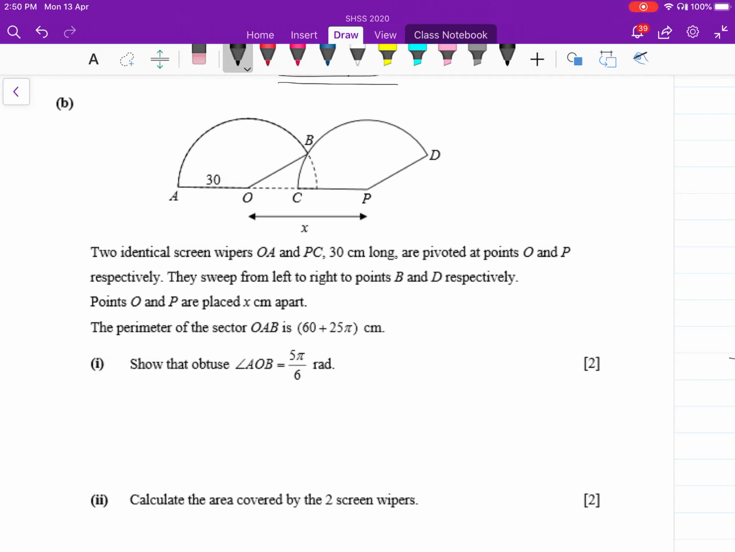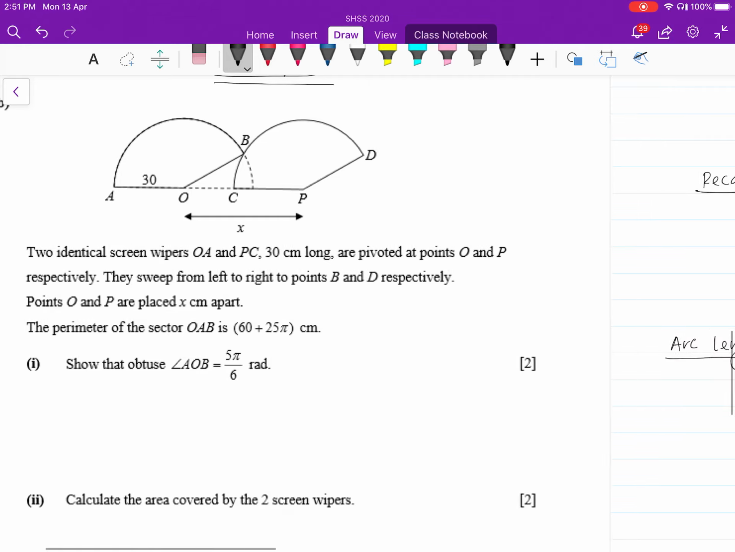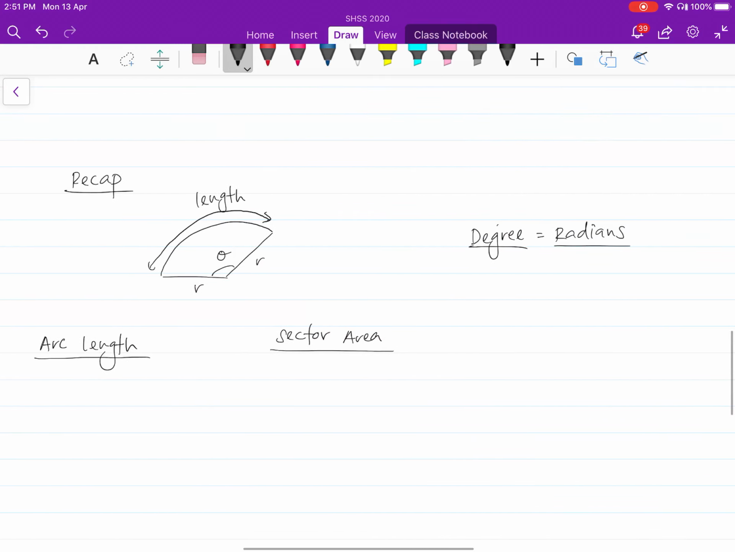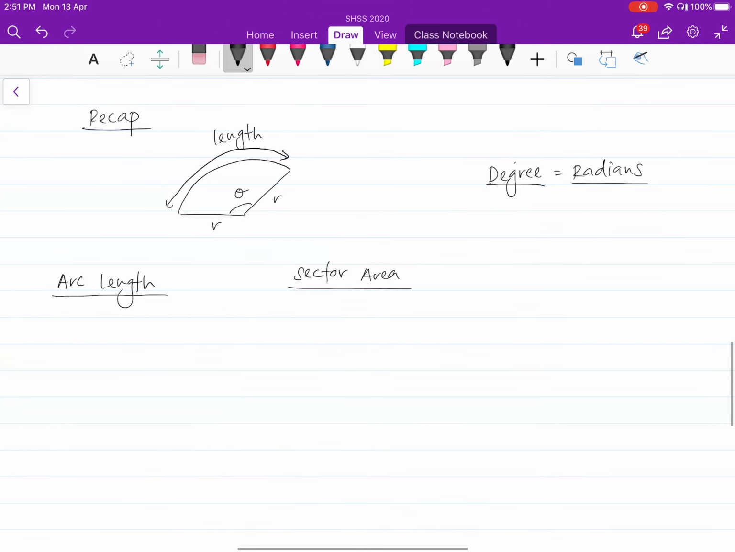Okay, for the second part, 6b, this question is about arc length and sector area. Before I do the question itself, let me recap with you some formulas for arc length and sector area. Okay, now let's take a look at this diagram over here. That is a sector. Now this sector, this part here, the length of this curvature here is called arc length.